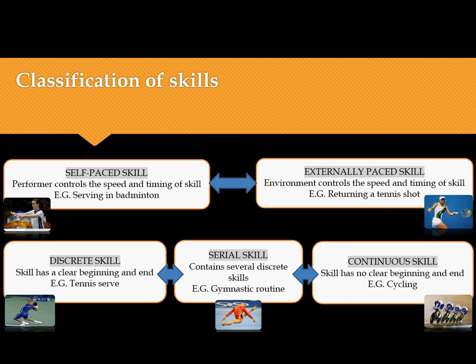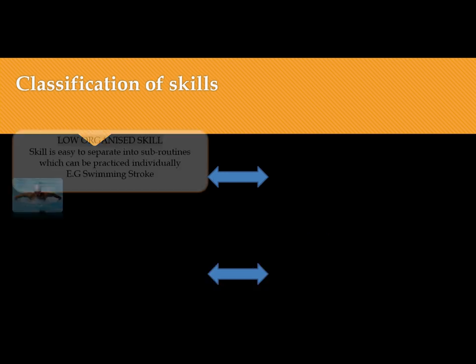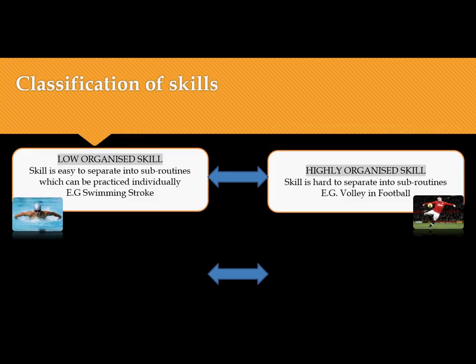And in the middle, we've got serial skills, which contain several discrete elements that can be practiced individually but have to be put back together, such as a gymnastics routine, a dance routine, or even the triple jump, the hop, the step, the jump in athletics. The next one is organisation continuum. So a skill that is low in organisation is easy to break down in what we call subroutines. Now the subroutines are the individual parts that make up the skill.